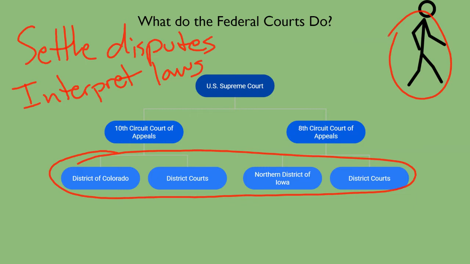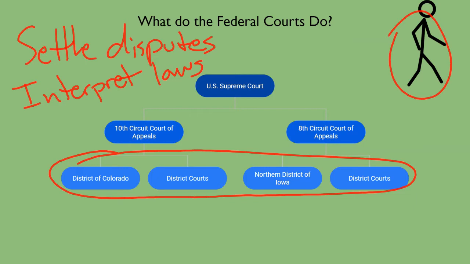Now, the federal courts have jurisdiction. Jurisdiction basically means the authority, the power to rule. Federal courts only have jurisdiction on certain topics. They can only hear cases or settle disputes about federal law. So if it's a state law, federal courts can't hear that.